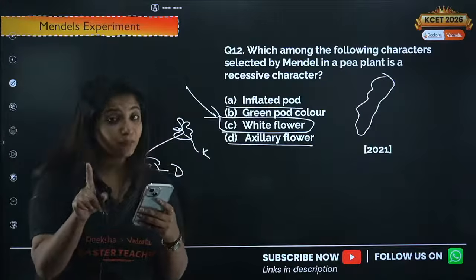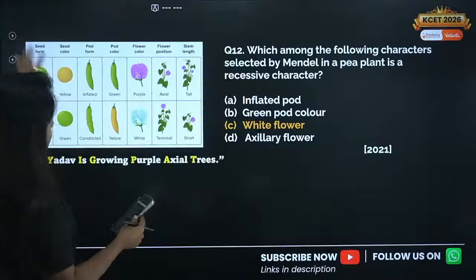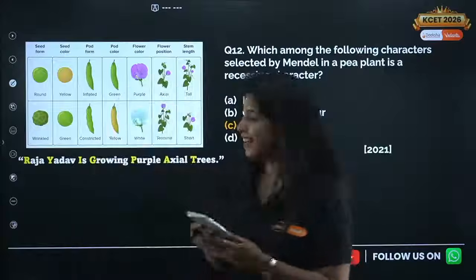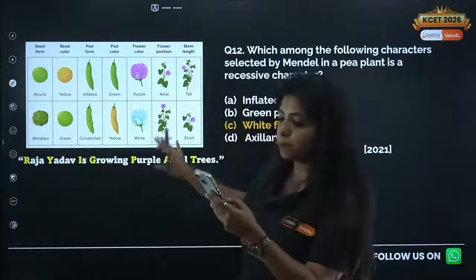Now I'll give you a trick to remember this. Please remember this: Raja Yadav is growing purple axial trees. Raja Yadav is growing purple axial trees.